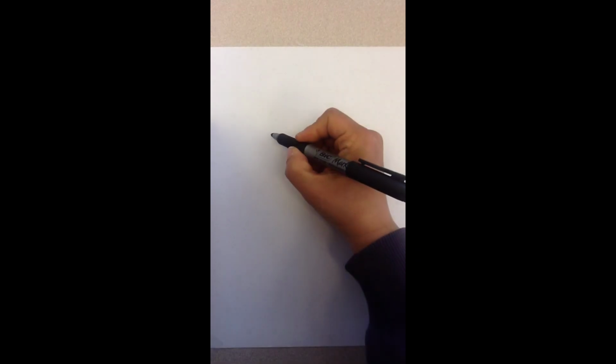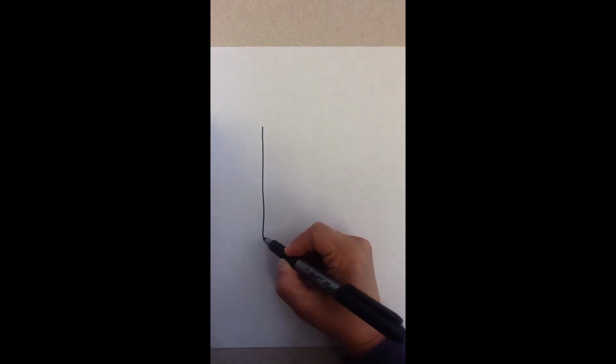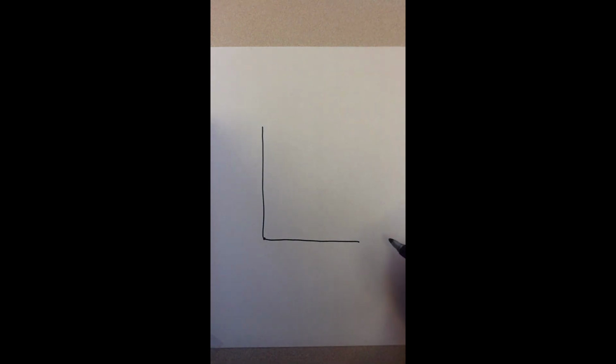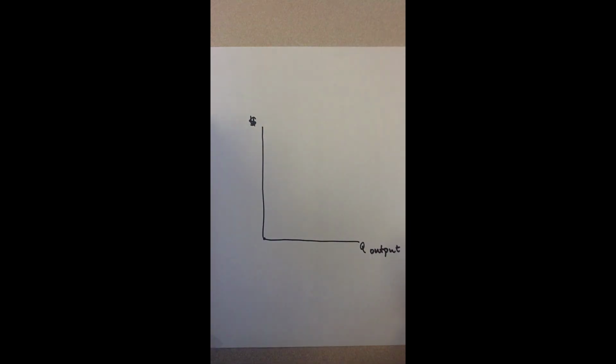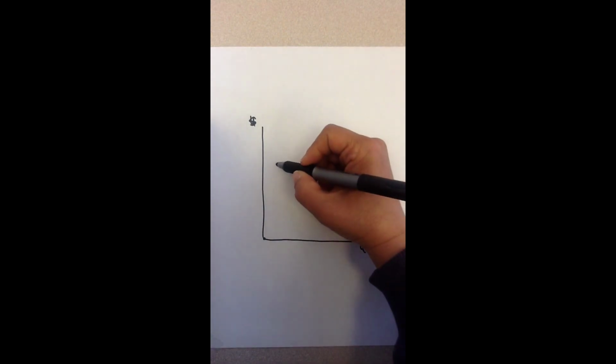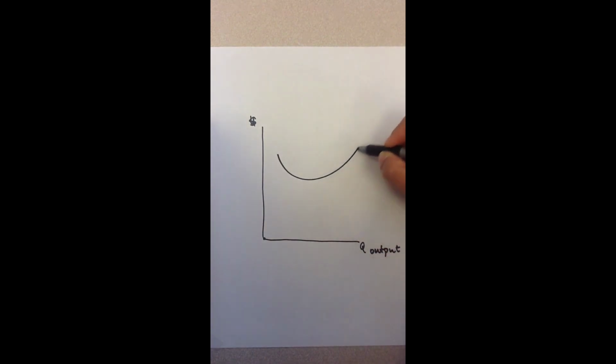Sometimes when we're working with costs, we have a table like what we worked with in the last video, but a lot of times we have a graph. And so this is what the costs look like on a graph. So this is quantity of output, and this is dollars. And so we tend to see marginal cost looking like this.